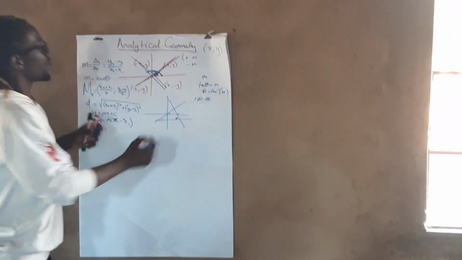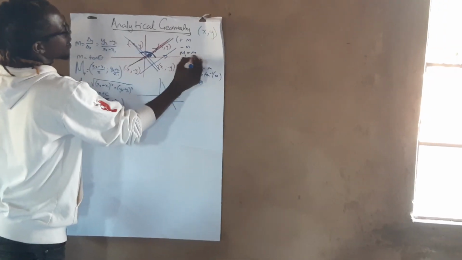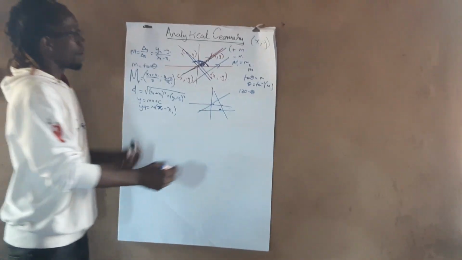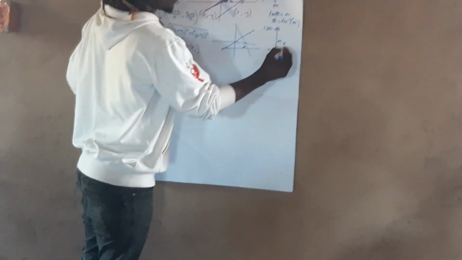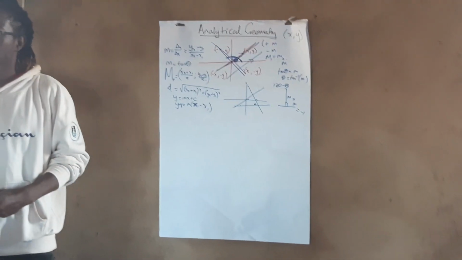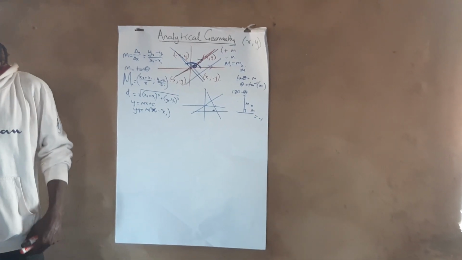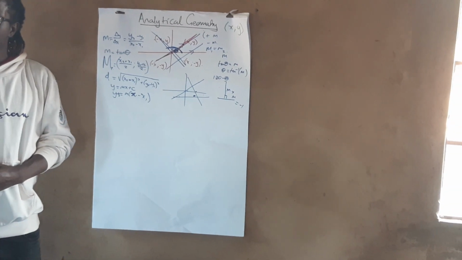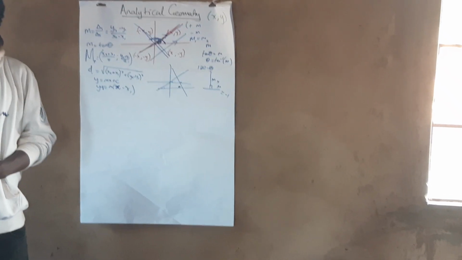Parallel lines. So if you are having parallel lines, the gradient is the same, right? Gradient 1 is equal to gradient 2. And perpendicular lines. Perpendicular lines, they give what? The gradient of this multiplied by the gradient of this should give us -1 if they are perpendicular, right? And what is collinear? The gradient between the points on the line.